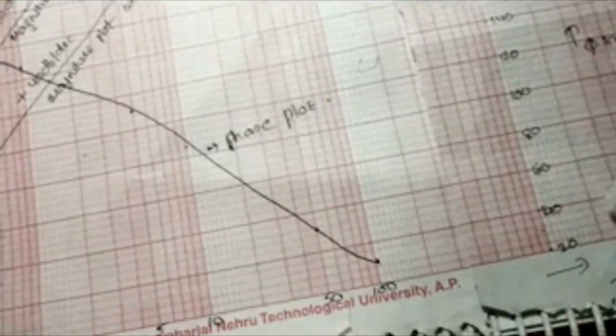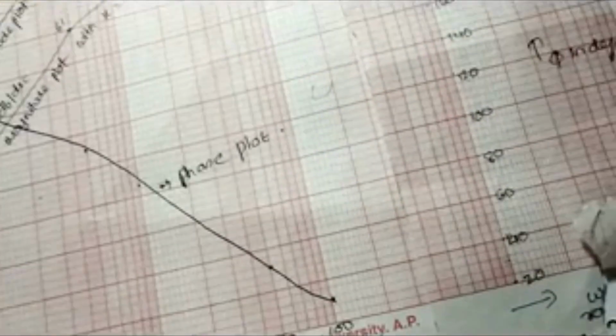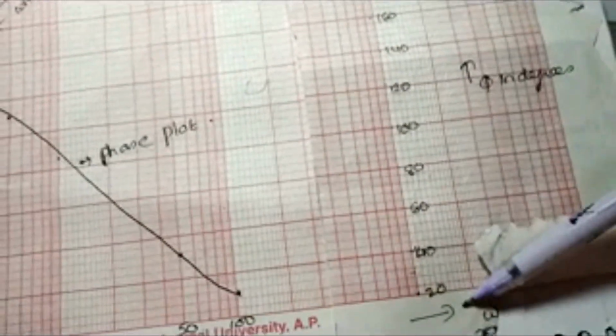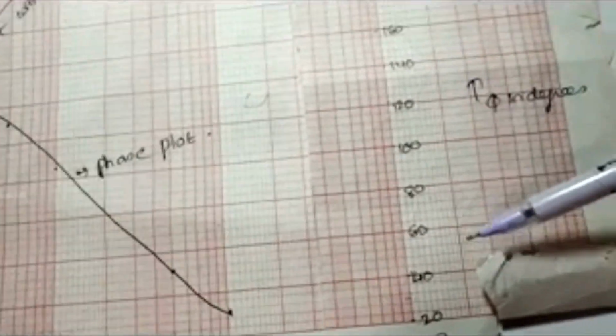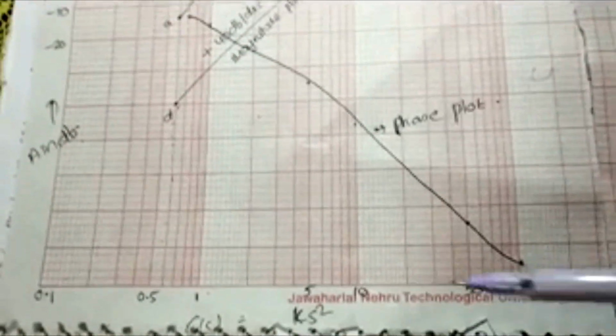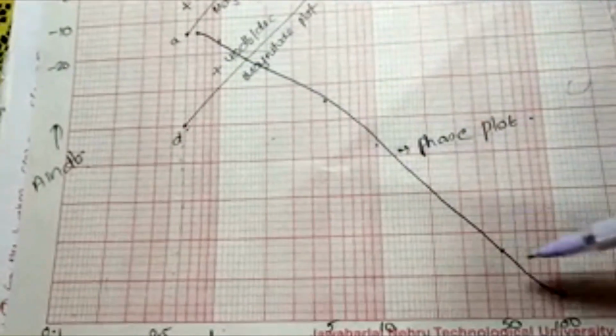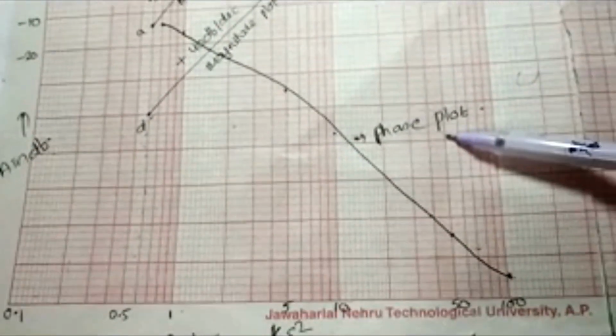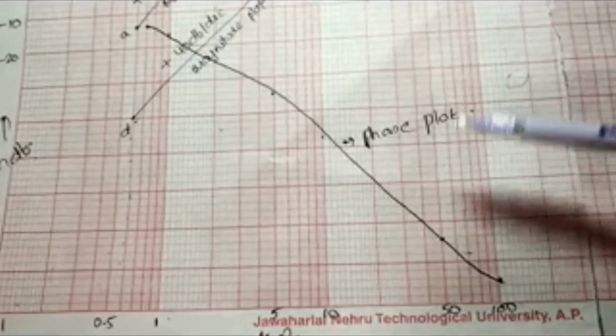Now in the same figure, on the right side, choose the scale for angle. Any values can be chosen depending upon the calculated values corresponding to the frequency. Mark all the angles obtained in the table. Join all the points by a smooth curve, that is called the phase plot.